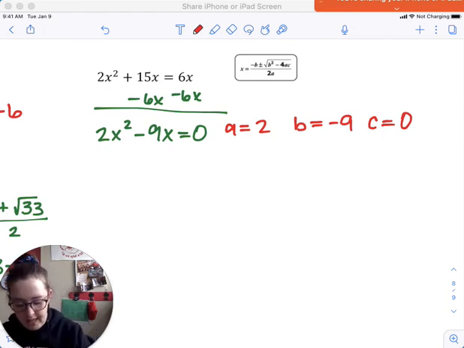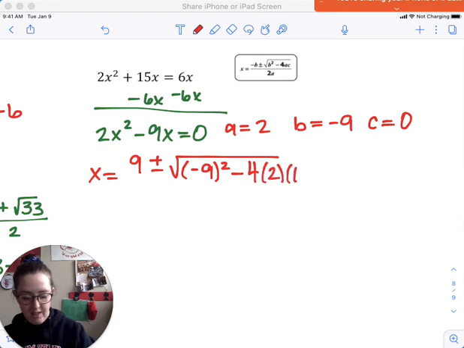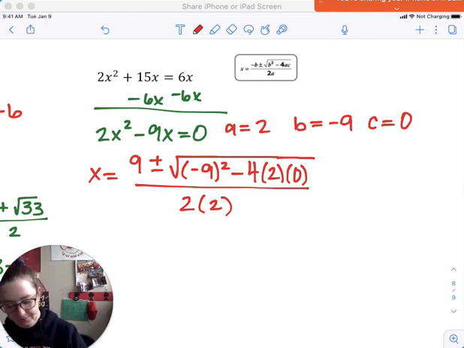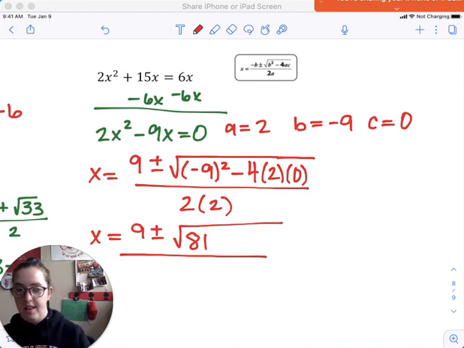So let's start solving. X equals the opposite of B, the opposite of -9 is +9, plus or minus the square root of B squared, so -9 squared, minus 4ac, so a is 2, c is 0, over 2 times a is 2. So x equals 9 plus or minus the square root of -9 squared is 81, and then 4 times 2 times 0 is 0, so 81 minus 0 is just 81, so I'm just going to leave it alone, over 2 times 2 is 4.